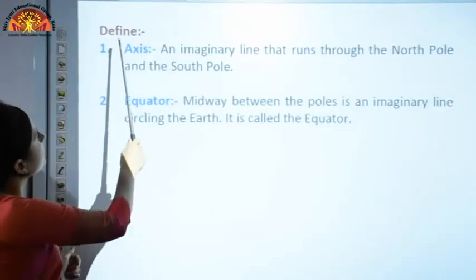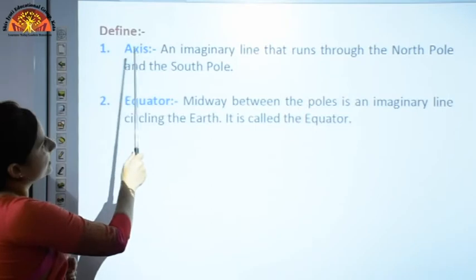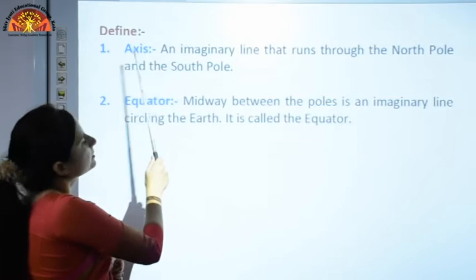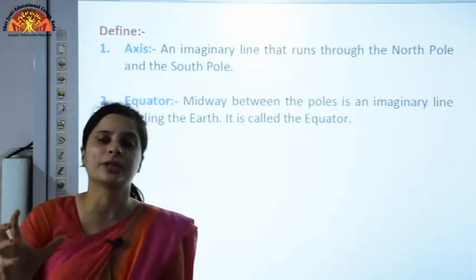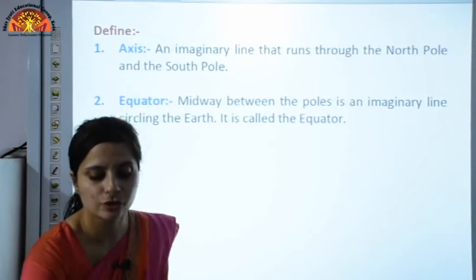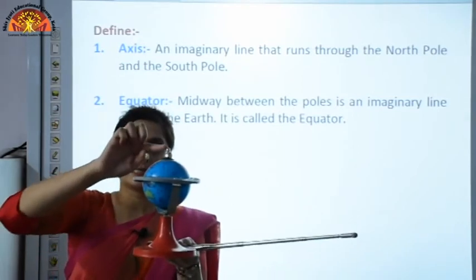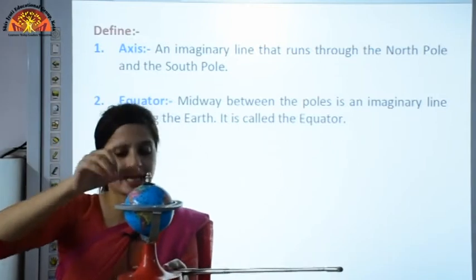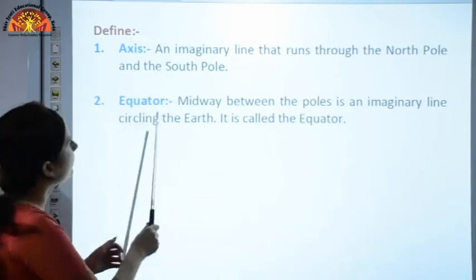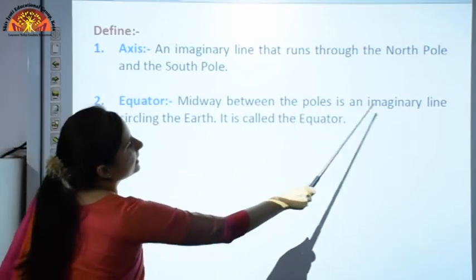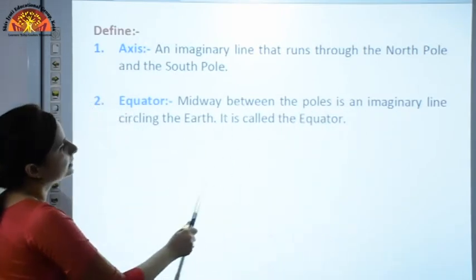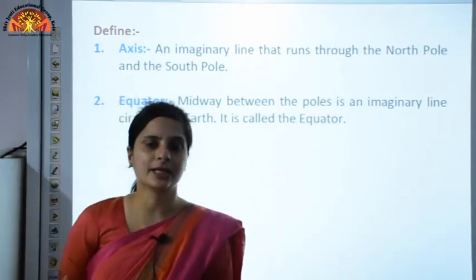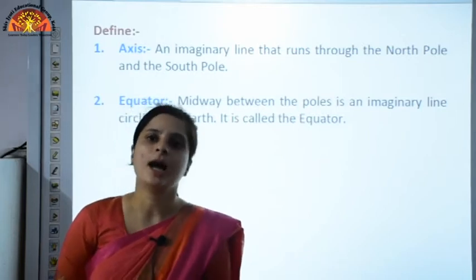Okay, now we will discuss the define part. Axis: an imaginary line that runs through the North Pole and the South Pole. This is called the axis. As I told you, the earth rotates on its axis, and I have also shown you on the globe. This is an imaginary line, and the same way the earth also rotates around its axis. Equator, midway between the poles, is an imaginary line circling the earth. It is called the equator. The equator is again an imaginary line marked at 0 degree, which divides the earth into 2 equal halves.